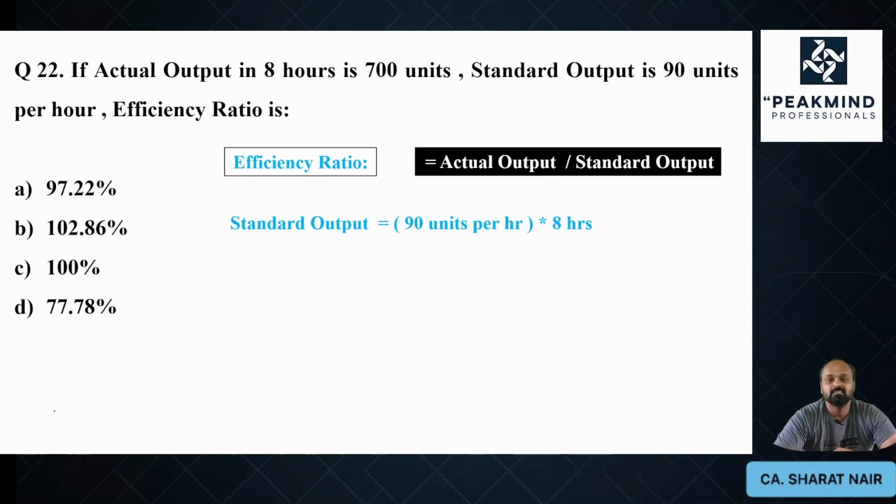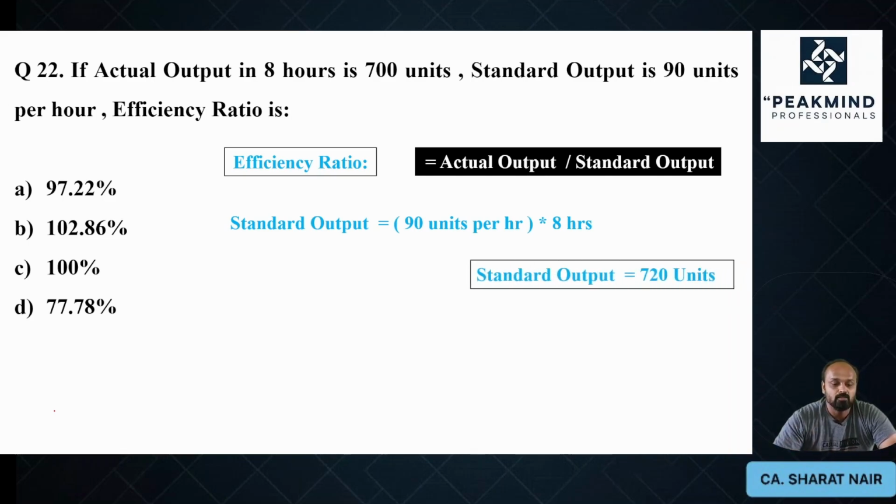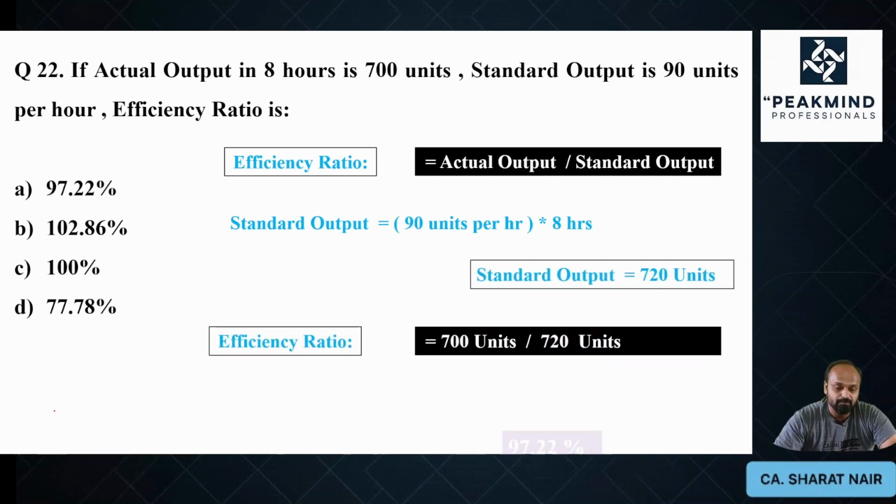Where we expected the worker to manufacture 720 units, he manufactured only 700 units. From this itself, we can understand the worker is inefficient. So 700 divided by 720 into 100 gives me 97.22. The correct option is A.